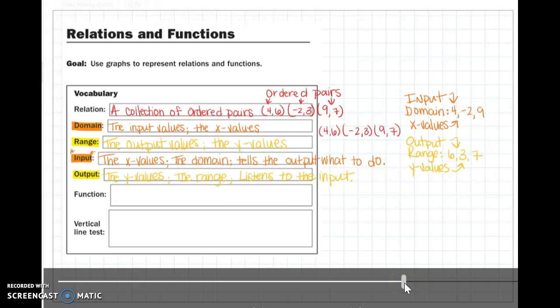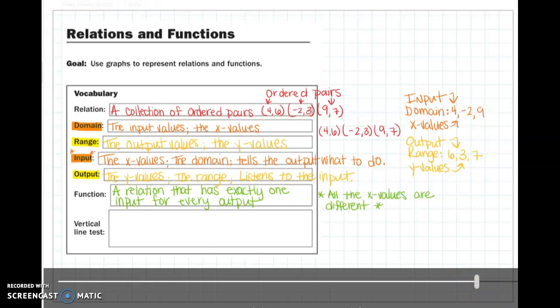Now, the definition of a function. A function is just a special kind of relation. It's still a list of ordered pairs, so it is a relation, but it's a special relation. So a function is a relation that has exactly one input for every output. So that basically means that all the x values are different. In order for it to be a function, all of your x values have to be different. If any of them are the same, it's not a function, it's a relation.